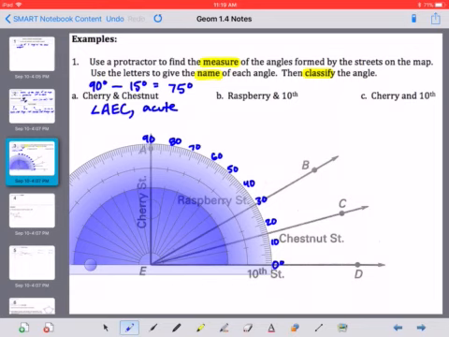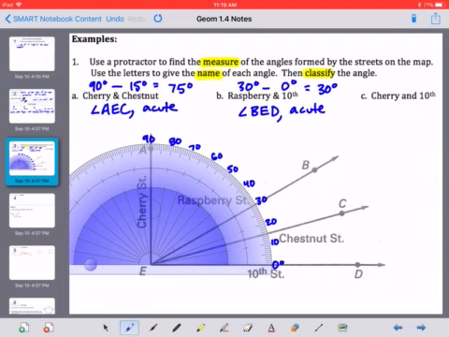Let's do those same steps with Raspberry and 10th Street. Raspberry Street goes through 30 degrees. 10th Street was our 0 degrees, so that's pretty straightforward. That's a 30 degree angle. To name it, Raspberry Street goes through point B, the vertex is at E, and then 10th Street is point D. It's still less than 90, so also an acute angle.